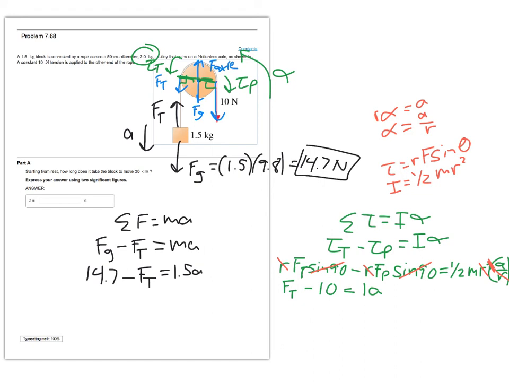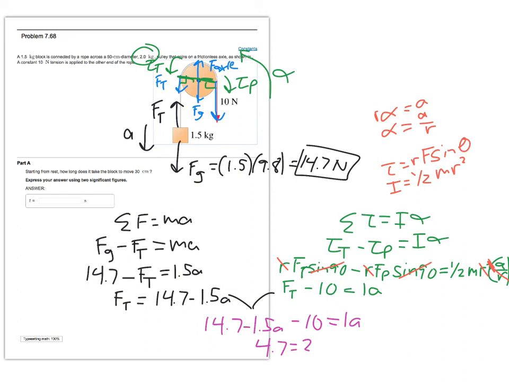I'm going to solve this equation over here for Ft, and I'm going to say that Ft is equal to 14.7 minus 1.5a. We could also have added those equations, but I'm going to bring these two together, and what that ends up in is 14.7 minus 1.5a, that was that Ft term, minus 10 equals 1a. So that means that 4.7 equals 2.5 times my linear acceleration. And so my linear acceleration has a value of 1.88 meters per second squared.